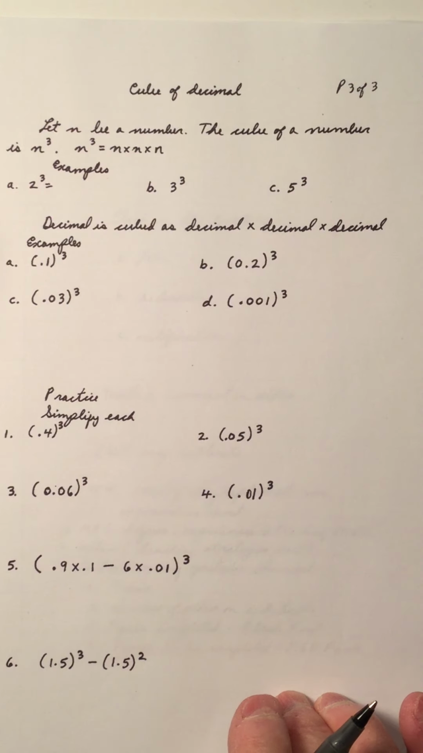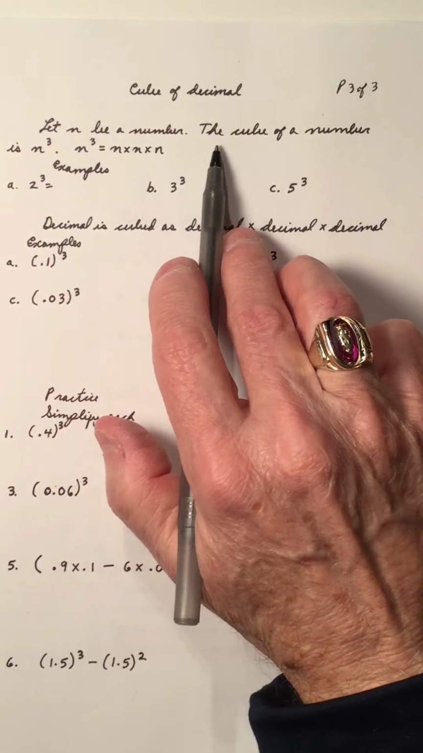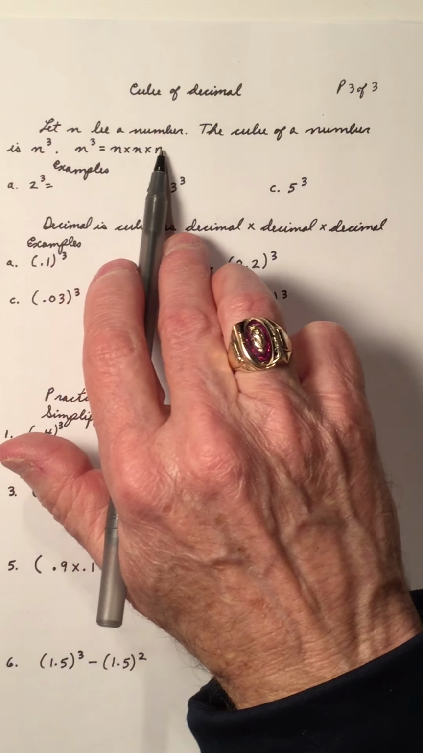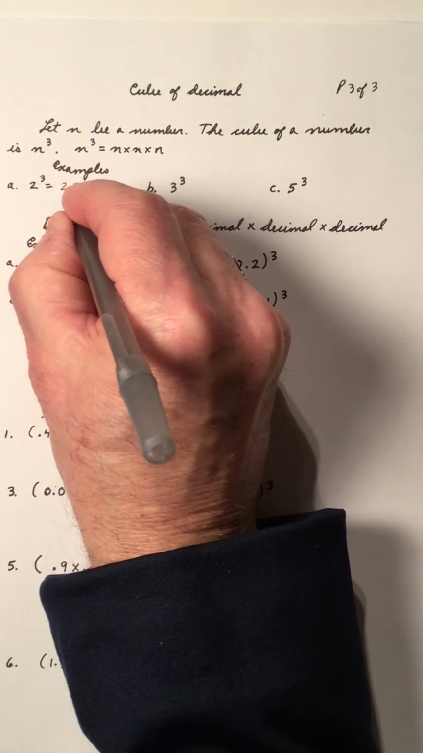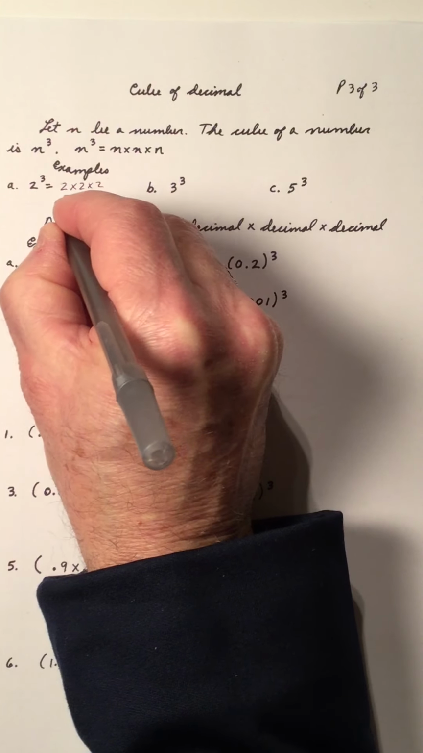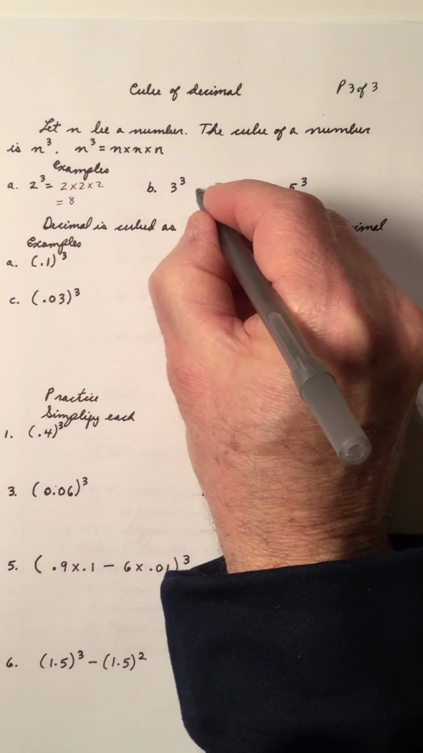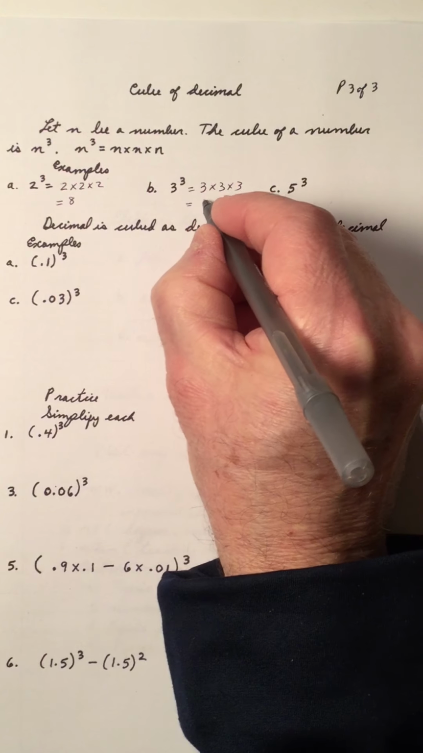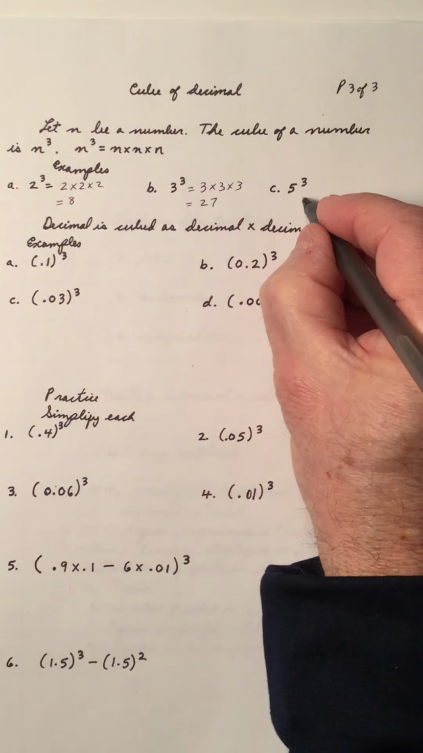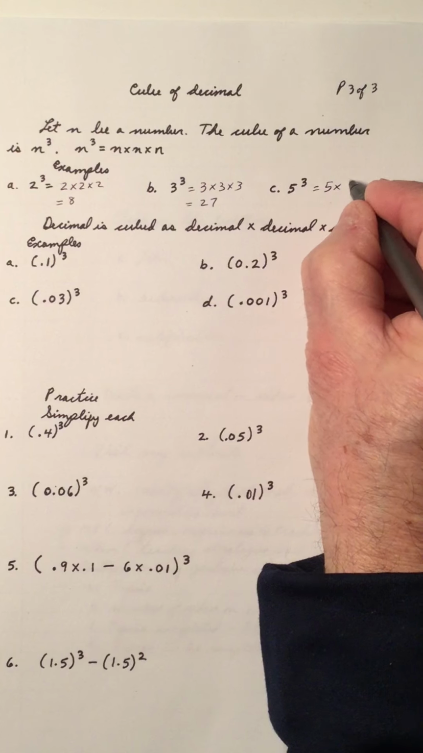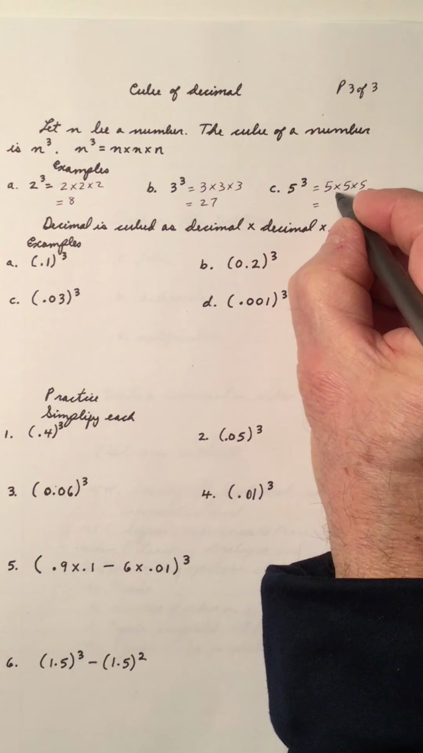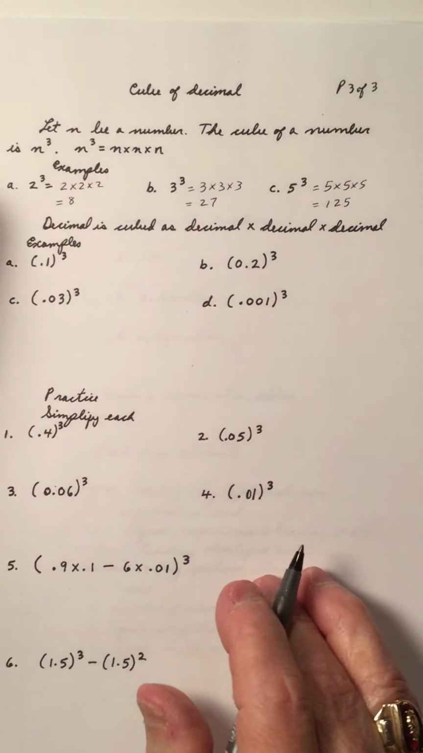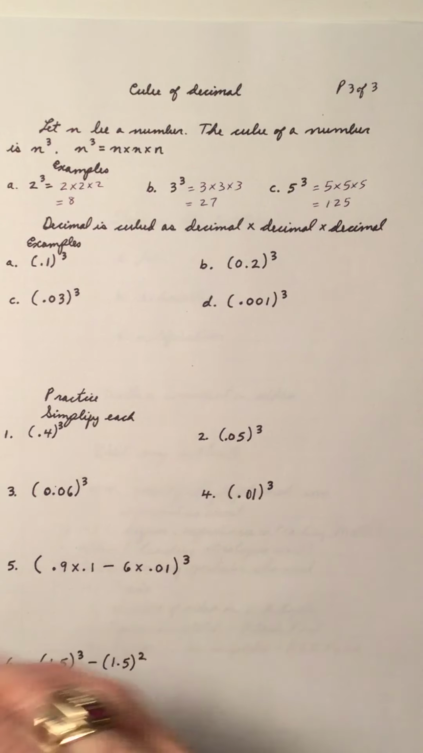Let's cube a decimal. Let n be a number. The cube of a number is n cubed. N cubed means n times n times n. So 2 cubed is 2 times 2 times 2. 4 times 2 is 8. 3 cubed, 3 times 3 times 3. 9 times 3 is 27. 5 cubed is 5 times 5 times 5. 25 times 5, 125. Again, you could use your calculator and get the answers very quickly, but I like using the pencil.